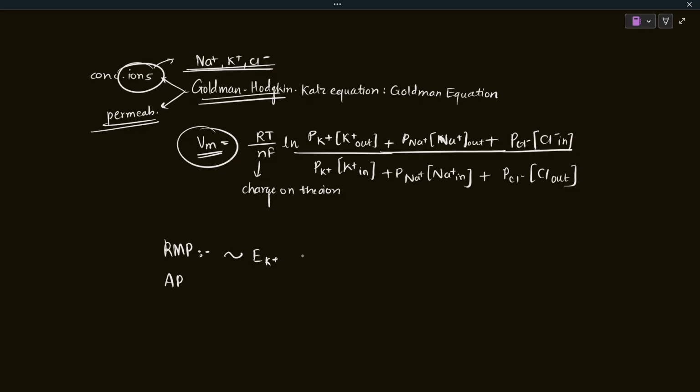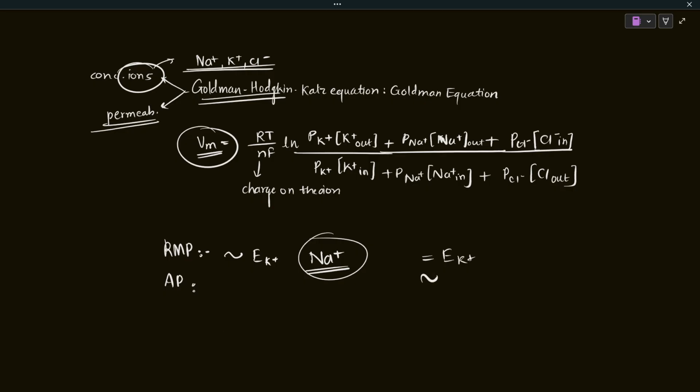Why is it not exactly equal? Because there are some sodium ions that are leaking through the membrane. Chloride ions do not slip through at rest, but sodium ions do exchange across the membrane, which doesn't let the resting membrane potential get exactly similar to the equilibrium potential of potassium ions, but it is closer to that value.